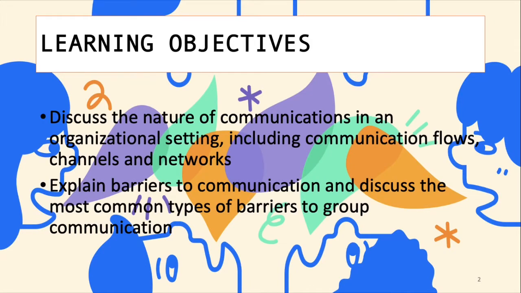Learning objectives. So first is to discuss the nature of communications in an organizational setting, including communication flows, channels, and even networks. The next one is to explain barriers to communication and discuss the most common types of barriers to group communication.